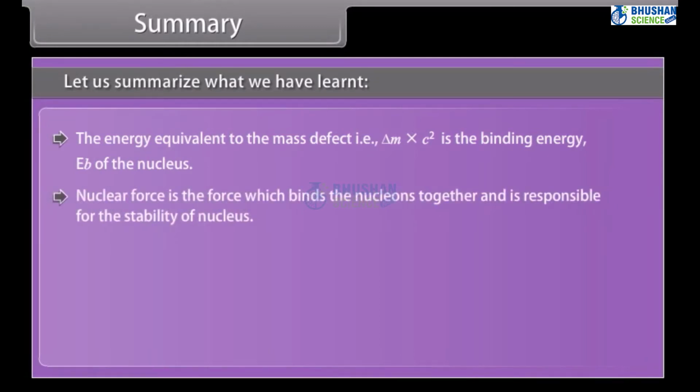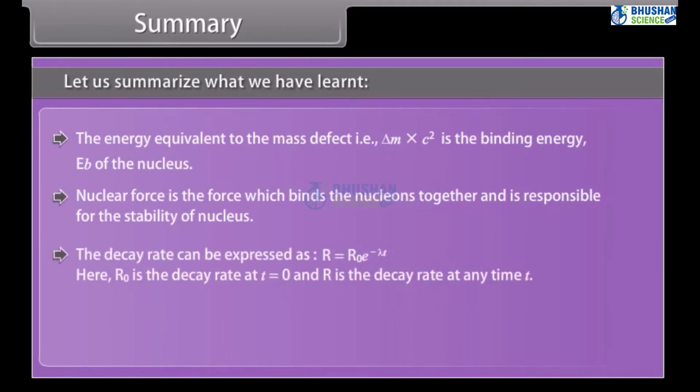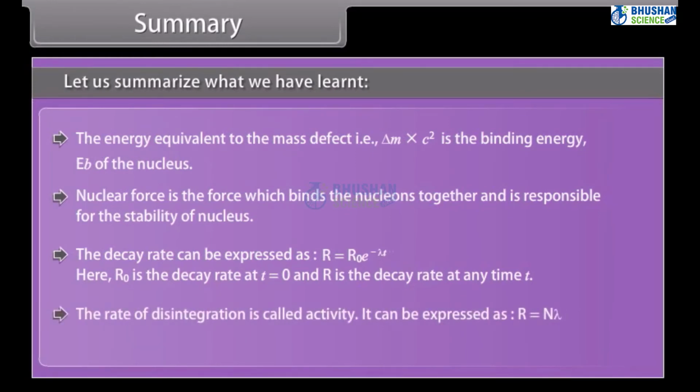Nuclear force is the force which binds the nucleons together and is responsible for the stability of the nucleus. The decay rate can be expressed as R = R0 e^(-λt), where R0 is the decay rate at t equal to 0, and R is the decay rate at any time t. The rate of disintegration is called activity. It can be expressed as shown. The SI unit for activity is becquerel.